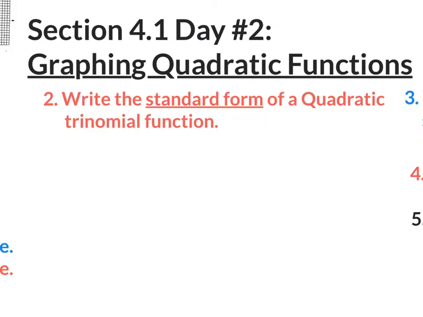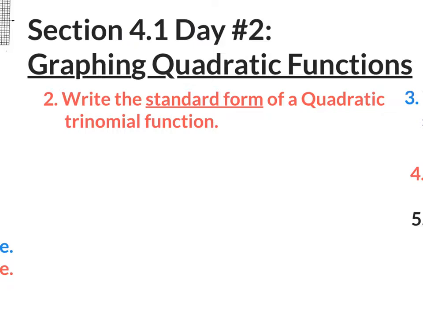Jot that down. Write the standard form of a quadratic trinomial function. We learned this yesterday. If you forgot, talk to a partner, or maybe look at yesterday's notes to write down the standard form of a quadratic trinomial function. Again, the word quadratic simply implies that there's an x squared involved. Trinomial means that there's 3 terms that we need on the standard form. Hopefully you remember that from yesterday. Go for it. Talk to a partner.